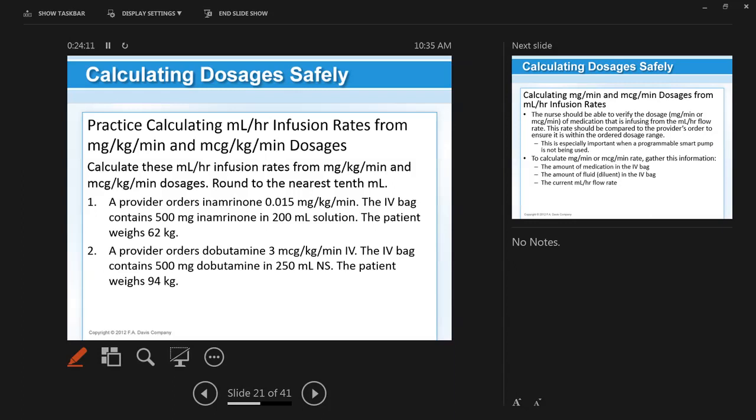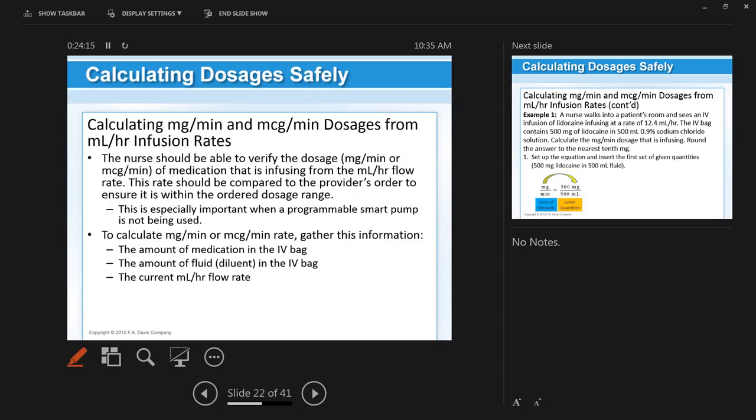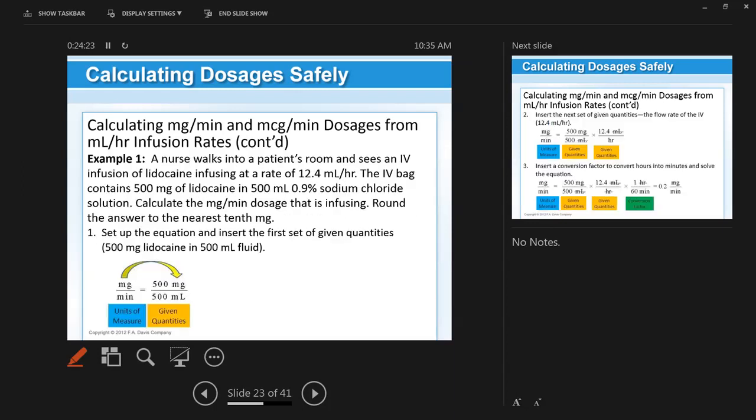All right, a couple more practice problems right here for you if you'd like to do more of those. Next, we're going to do some milligram and microgram per minute dosing questions, and it's really the same concept. I just want to walk you through a few more. If you struggle with math, I'm really hoping that this repetition will help you as I walk you through the problem.